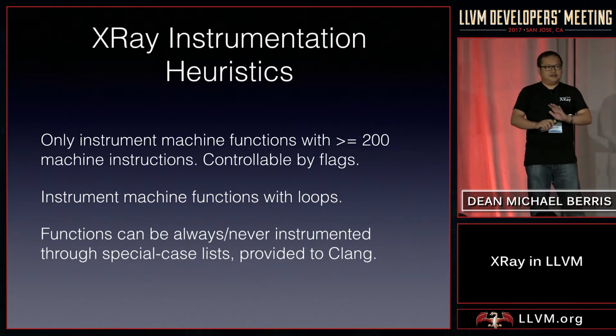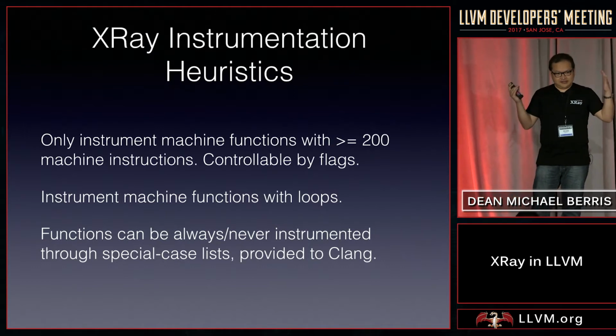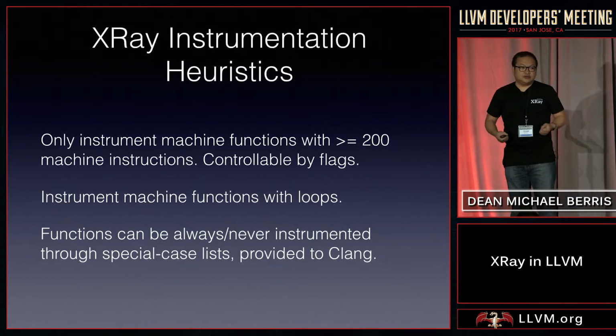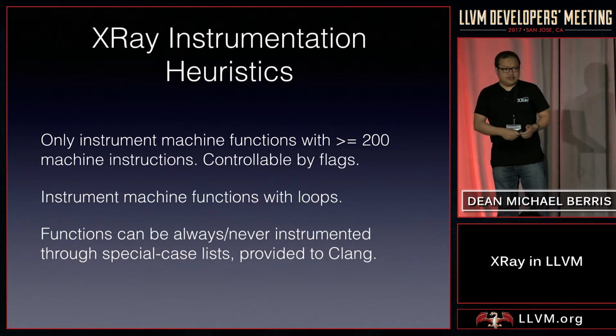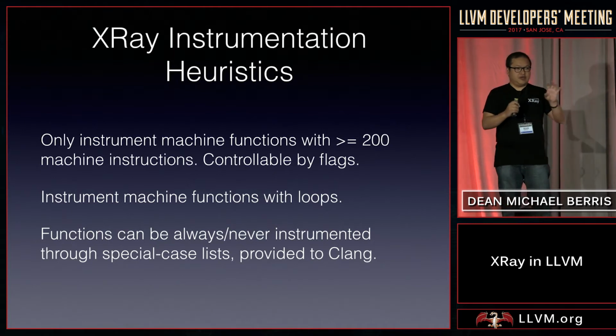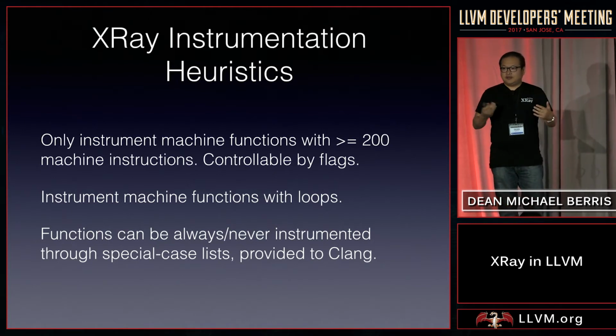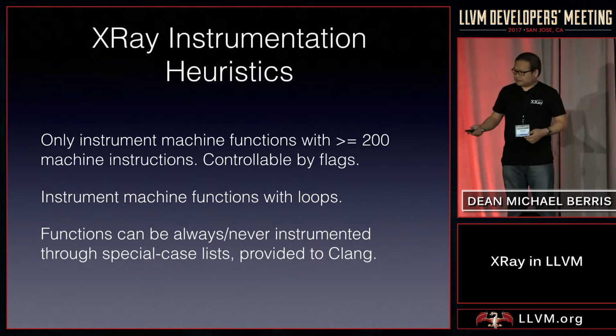Don't worry about it, 200 is arbitrary. We did some experiments internally, and it doesn't grow the binary too much, but it's capturing enough functions that are interesting that it's worth instrumenting. If your function has a loop at the time when it's machine code, in the MC instruction passes, if you still have loops there, we will instrument it for you.